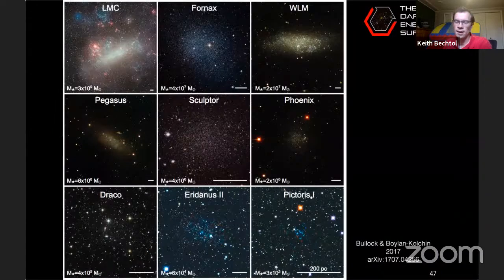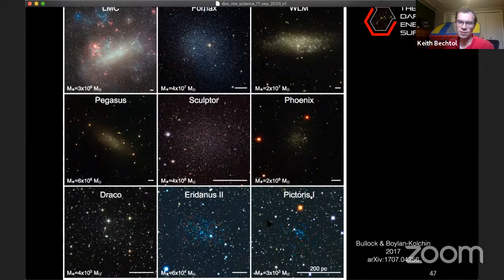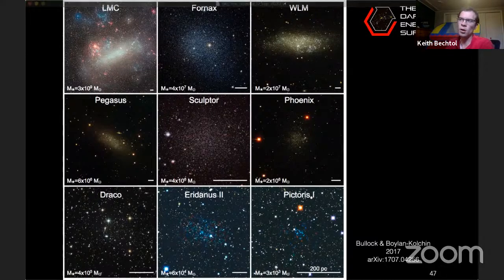And so, indeed, with DES and other surveys, we're able to find galaxies that are orders of magnitude smaller than the Magellanic Clouds. Some of the dwarf galaxies that we're finding with DES are as small as maybe a few thousand or even a few hundred solar masses worth of stars, so they're almost invisible. You have to use statistical algorithms to pick out these overdensities of old and metal-poor stars.